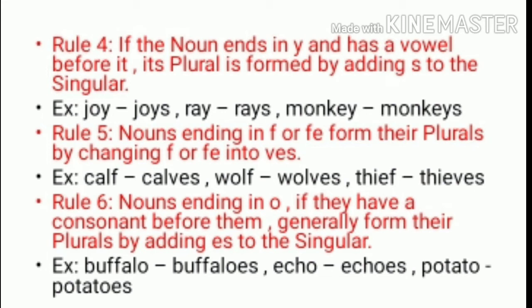Rule 6. Nouns ending in O, if they have a consonant before them, generally form their plurals by adding an ES to the singular. For example, buffalo. It ends in an O and it has a consonant L. So we add ES after the O and make it buffaloes. Echo ends in O and has a consonant H. So we add ES after the O and make it echoes. Potato changes into potatoes.